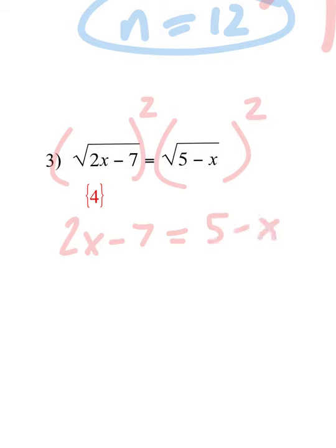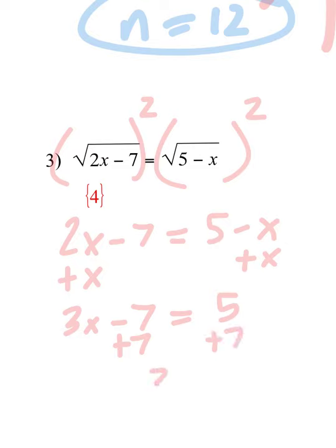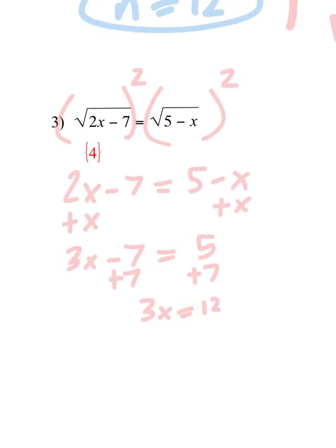Then you just pick which x you want to move first. I'm going to opt to add this x. Solve for the x's first. 3x minus 7 equals 5. I'm going to add 7 to both sides. 3x equals 12. And then, of course, my last step will be to divide out the 3, or you could do that in your head. x equals 4.